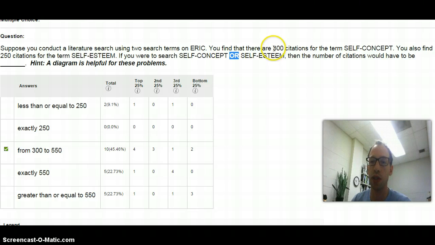In other words, if there was no overlap, we'd get 300 for this one, 250 for this, so we'd get 550 total. But because there's overlap, we could get most, if not all, of these 250 ones for self-esteem included in these 300 for self-concept. In other words, we're not going to get lower than 300 because we know we have 300 just for self-concept alone, so we'll at least get 300. But there's no way we can get above 550 because we can't get more than the number of self-concepts plus the number of self-esteem.